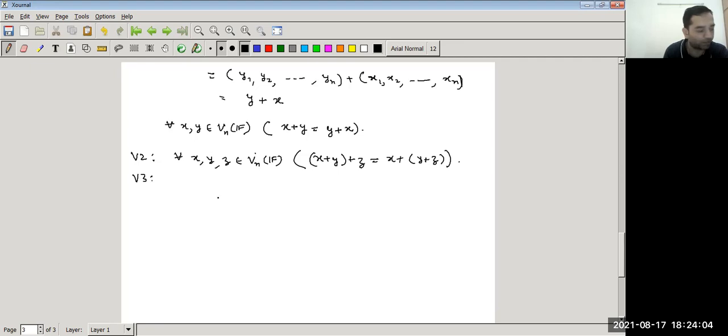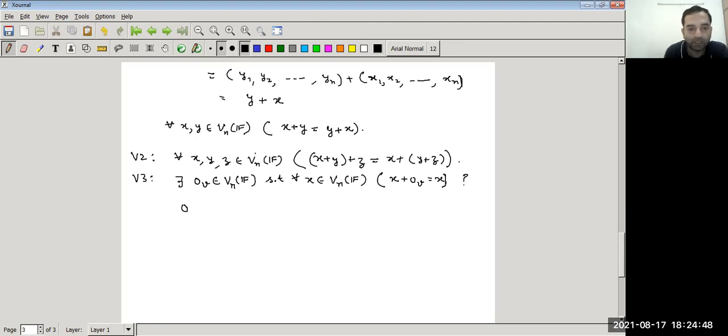V3. The third property is: there exists 0_V belonging to V over F, the n-tuple. So this 0_V can be written as an n-tuple 0, 0, 0, ... n times, such that for all x belonging to V over F, x plus 0_V is equal to x. This we have to prove.